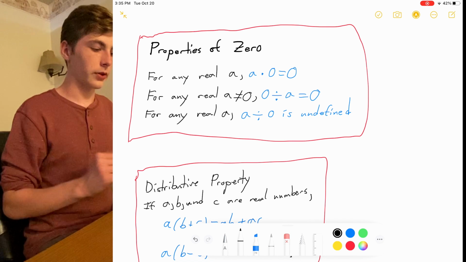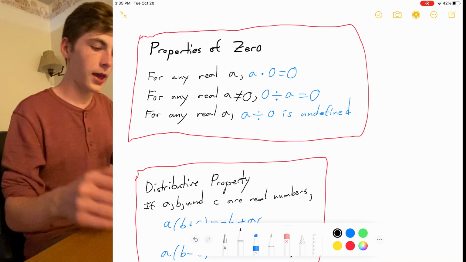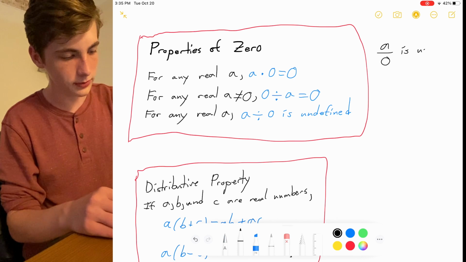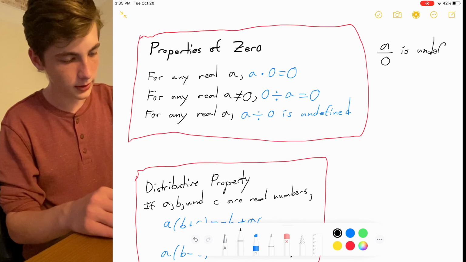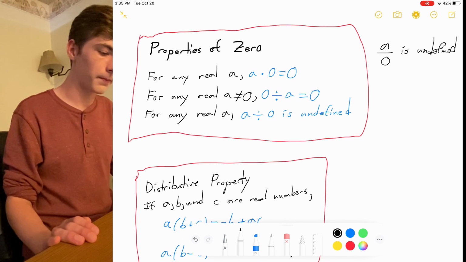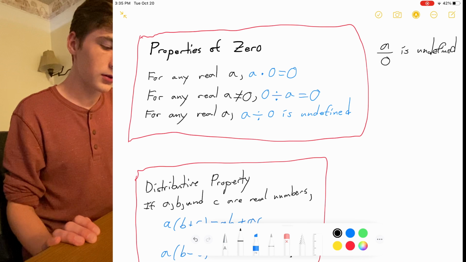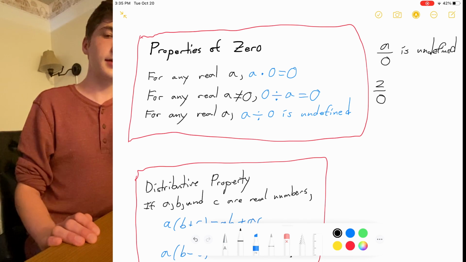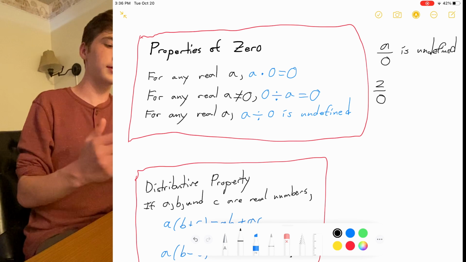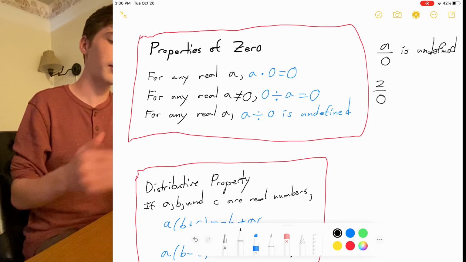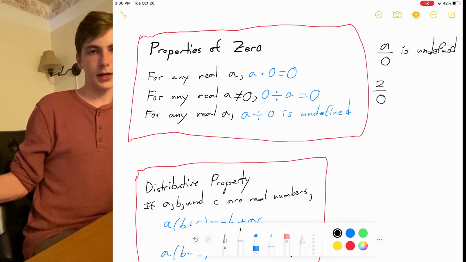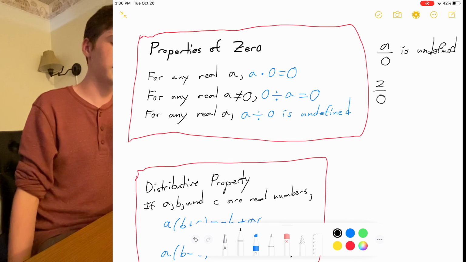The final property of 0 that we have is that for any real a, a divided by 0 is undefined, okay? And what that means is that it just can't exist, right? It just doesn't exist. A divided by 0, so let's take 2 divided by 0. Again, with division, we're asking how many times can 0 go into 2, right? Well, it can just keep on going. It's never going to get to 2, no matter what. So that's why it's undefined.